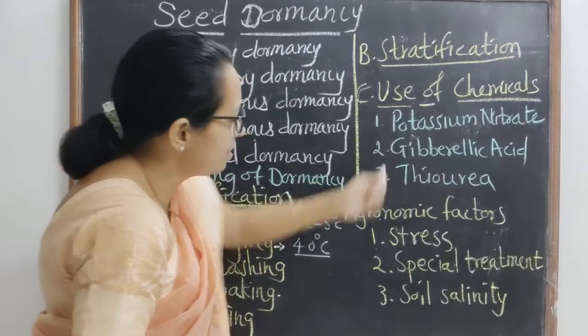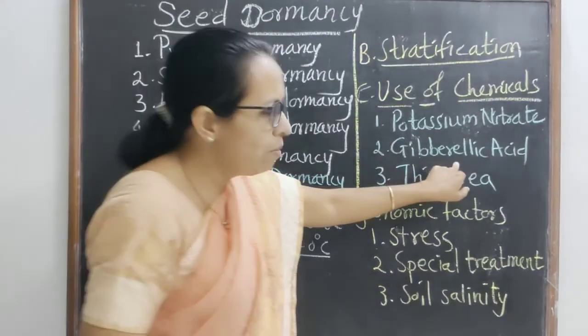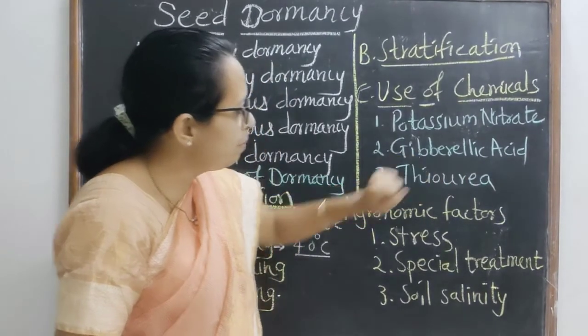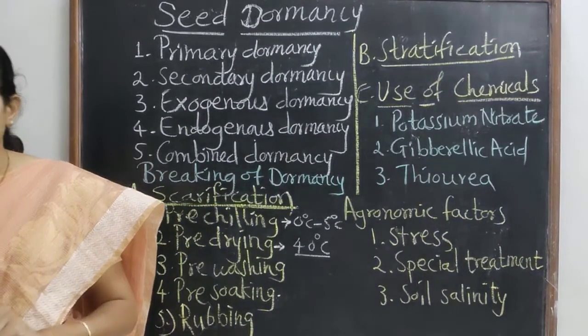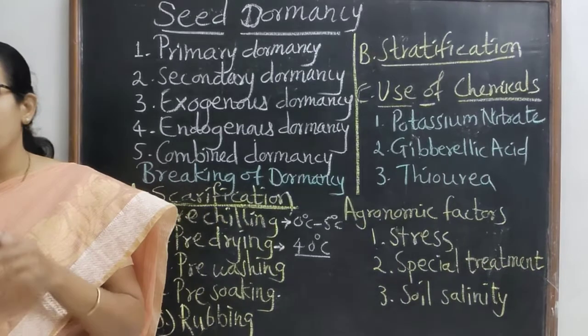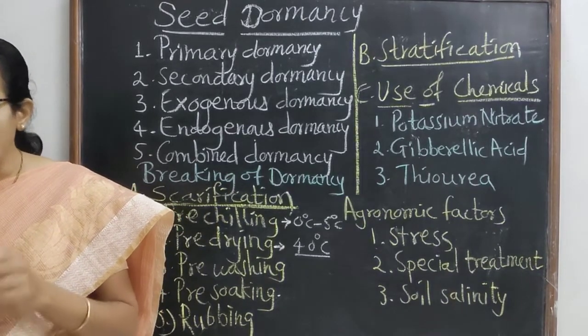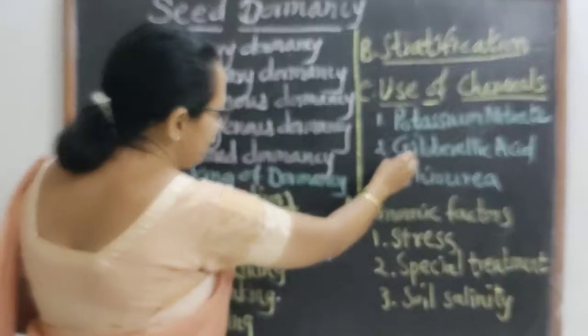Second, that is gibberellic acid. There are different types of gibberellins available in the market. We can use them in various concentrations like 500 ppm or 1000 ppm depending on the type of the seed, so that it will germinate.